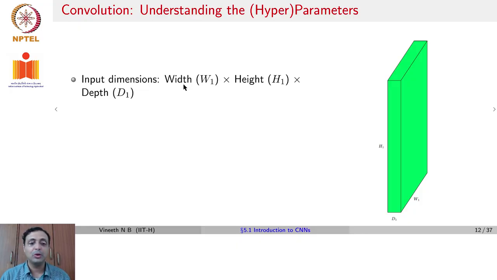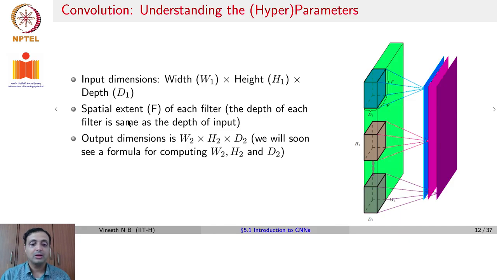Let's assume now that our input dimensions are W1 cross H1 cross D1, with width, height and depth. And the spatial extent F of each filter: the depth of each filter is the same as the depth of the input. So you have a spatial extent of F cross F, and the depth is the same as D1, because that's the depth of the input volume. Let's assume now that the output dimensions are W2 cross H2 cross D2. So we are now allowing the output to have some depth D2.